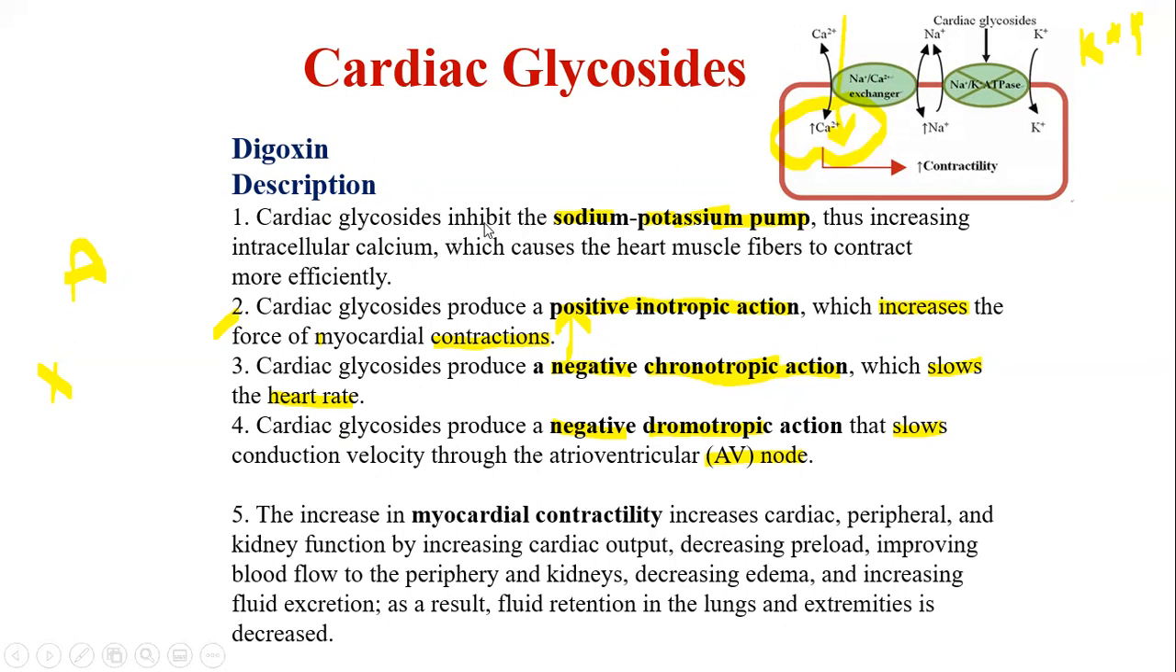Cardiac glycosides inhibit the sodium-potassium pump, thus increasing intracellular calcium, which causes the heart muscle fiber to contract more efficiently. Cardiac glycosides produce a positive inotropic action, which increases the force of myocardial contraction. They produce a negative chronotropic action, which slows the heart rate. They also produce a negative dromotropic action that slows the contraction velocity through the atrioventricular or AV node.